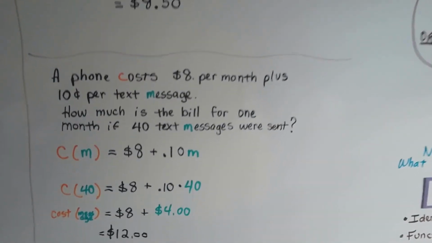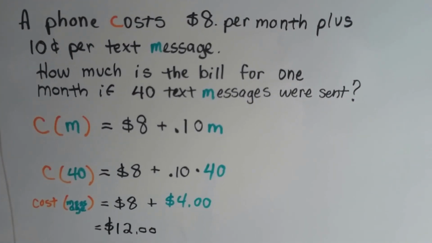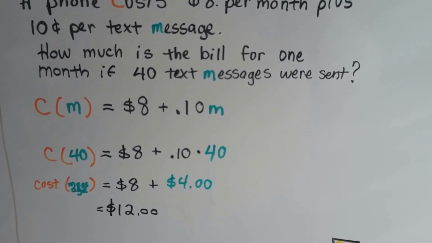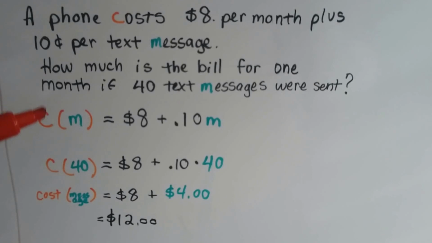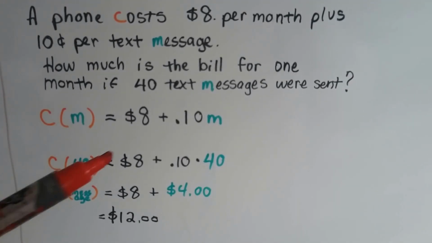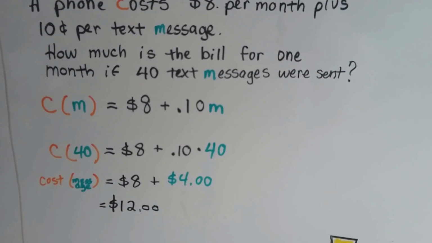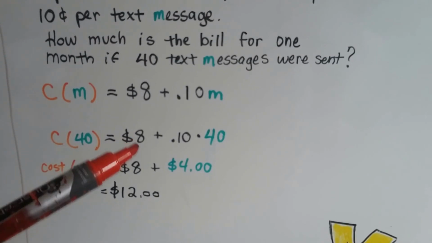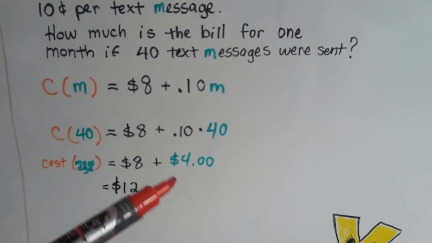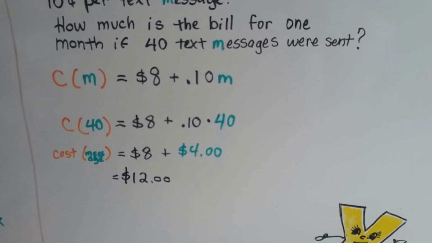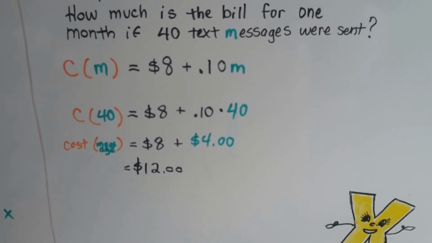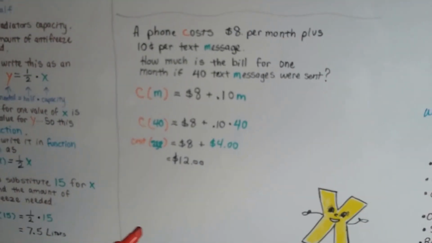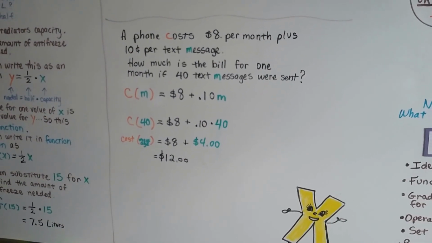See? How about this one? This is an easy one. A phone costs $8 per month plus 10 cents per text message. So how much is the bill for 1 month if 40 text messages were sent? So here's the cost, and here's the messages. So it's $8 plus 10 cents times each message. That's 40 messages. So we've got $8 plus 10 cents times 40, or $4, so it's $12. See? That's the cost. That's the messages. Wasn't that easy? Just make sure that each value of x is assigned to one value of y.